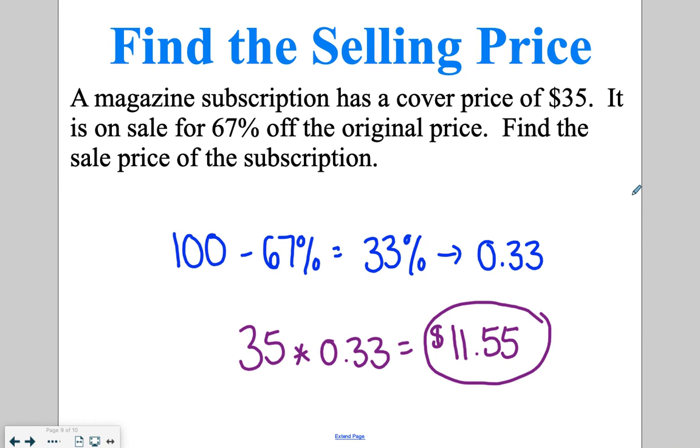Taking away your 67%, you're left with 33% that you're going to pay. Changing that to a decimal is 0.33. And then you multiply that by the original price and get $11.55 as the selling price.